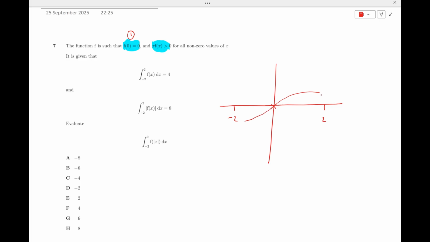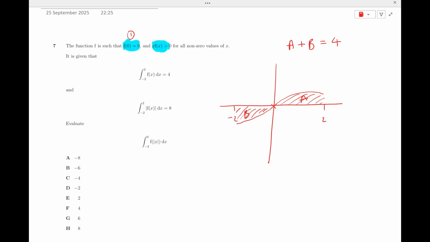It doesn't really matter. What does matter is we know that this area here, if we call that A, and this area here, which is obviously going to be negative in terms of its integral, B, this A, the area of A, take away the area of B, equals 4. But because we know B is negative, we can say that A plus B equals 4.